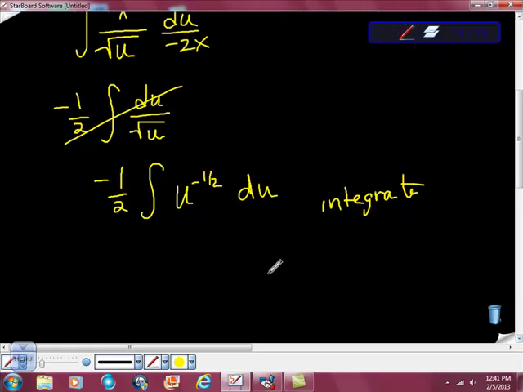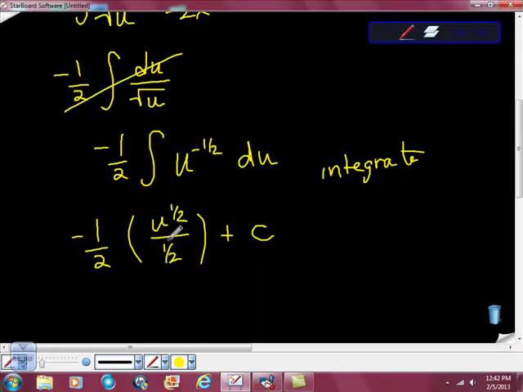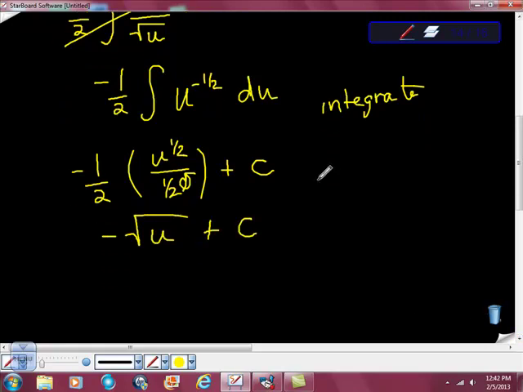So as we integrate, this negative 1/2 is our constant multiple. And the integral of this is u to the 1/2 over 1/2 plus c, because it's an indefinite integral we're taking. Everybody see that this 1/2 comes up as its reciprocal? So it comes up as 2, and 2 times negative 1/2 is negative 1. So we get negative square root u plus c. Isn't that right? One last thing to do.